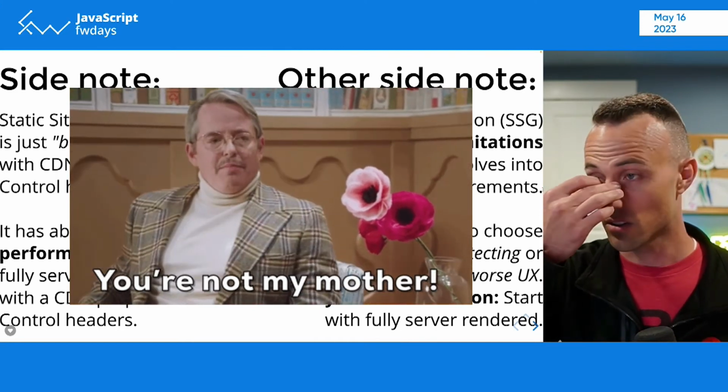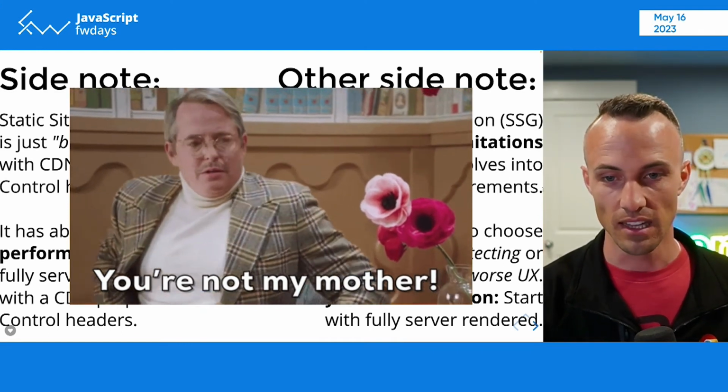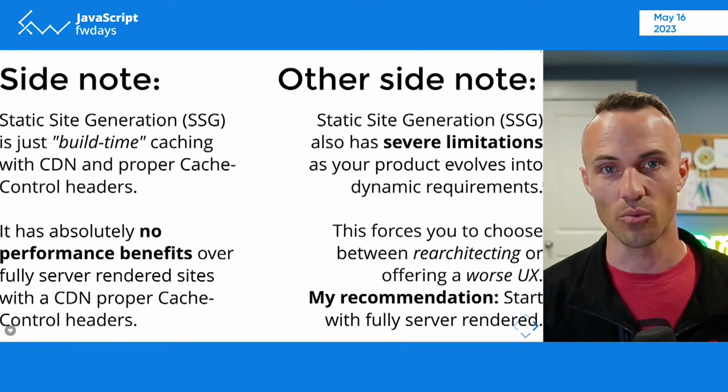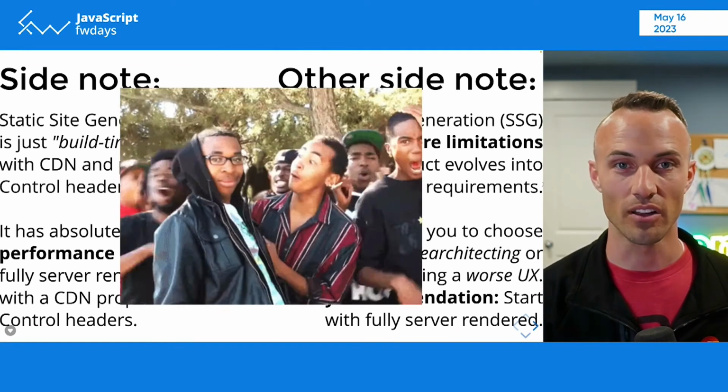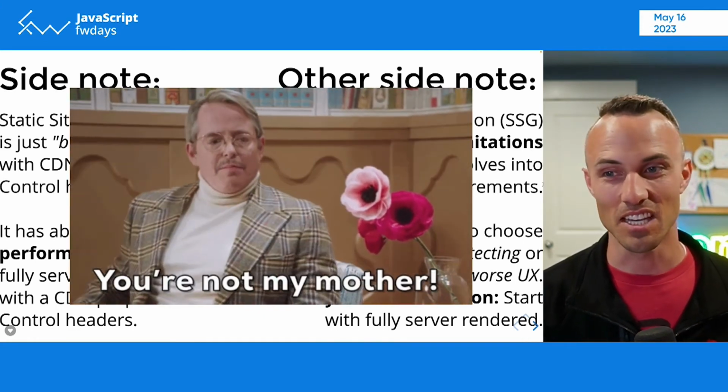You end up creating abstractions that are basically like a CDN with proper cache headers if you go with SSG. We call that ISR. There you go. That's all I have to say about that.